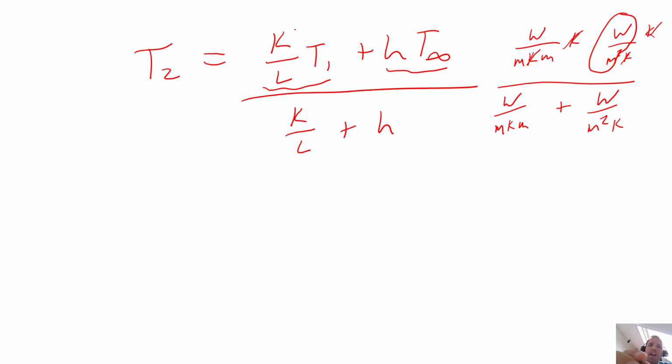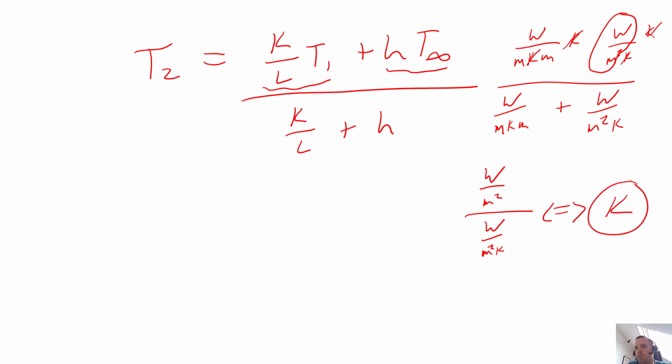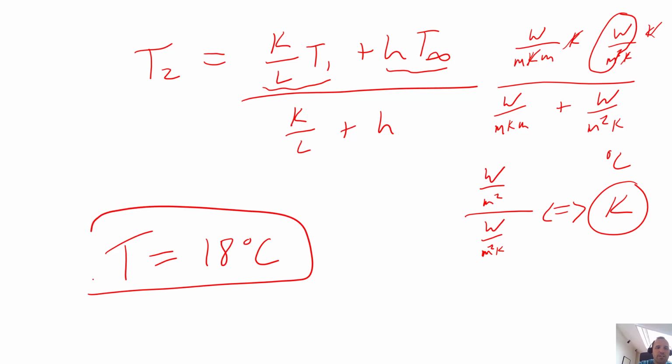Any terms that are additive need to have the same units, or you shouldn't be able to add them together. These two terms on top add together, and these two terms on the bottom add together. We end up with units in our numerator of watts per meter squared, and in our denominator watts per meter squared per Kelvin, which is equivalent to just Kelvin. That's great, and we could also think of this as degrees C. Once we plug and chug everything in, we end up with a temperature of T2 equal to 18 degrees C. That is our final temperature.